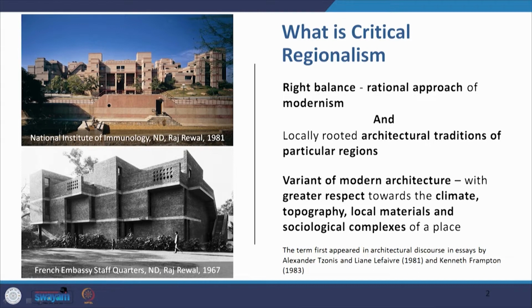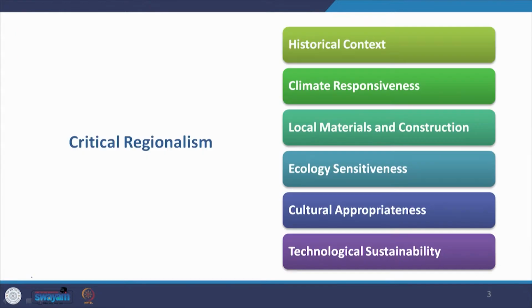Like for example, the National Institute of Immunology by Raj Rewal in 1981, or again the French Embassy staff quarters by him in 1967. So six things we talk about. We look at history, climate, local materials, ecology, culture and technology or technological sustainability. Six factors that come together in critical regionalism.